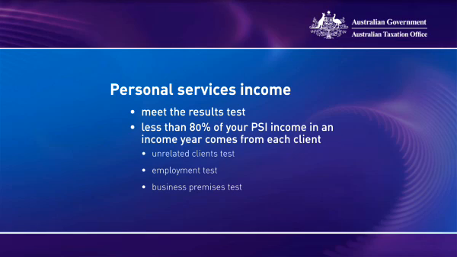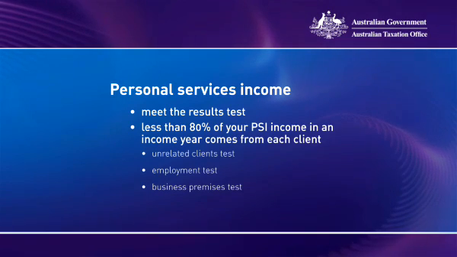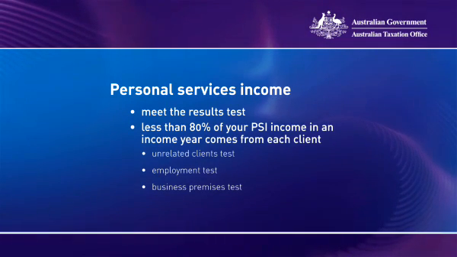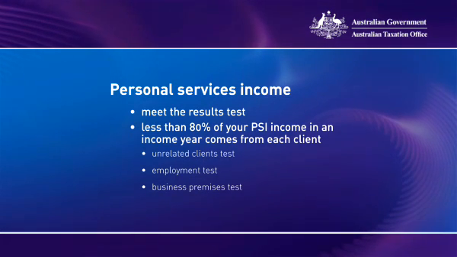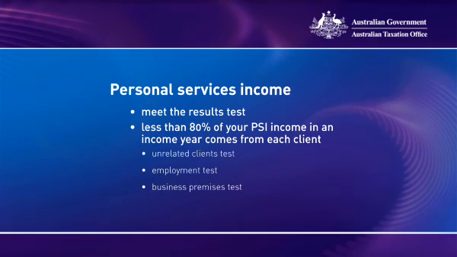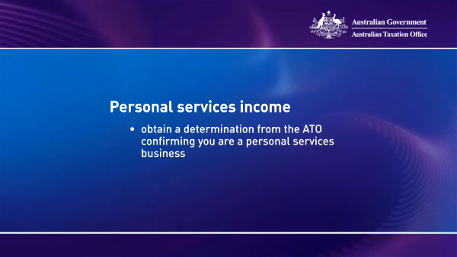Judy, you said that a personal services business is not subject to the PSI rules. How does an individual or other entity actually determine that they are a personal services business? Well, you qualify as a personal services business if you, 1, meet the results test, or less than 80% of your personal services income in an income year comes from each client, and you meet one of the other 3 personal services business tests, being the unrelated clients test, the employment test, or business premises tests, or you obtain a determination from the ATO confirming that you are a personal services business.